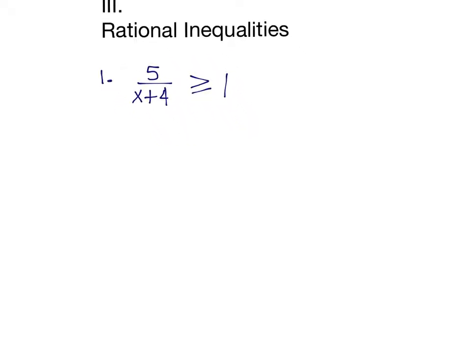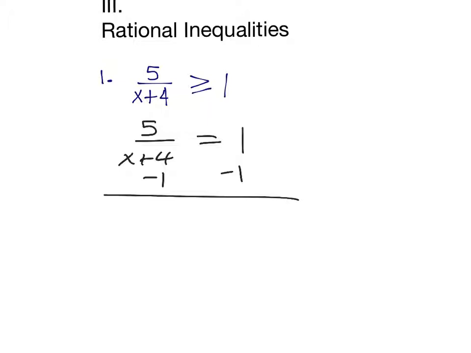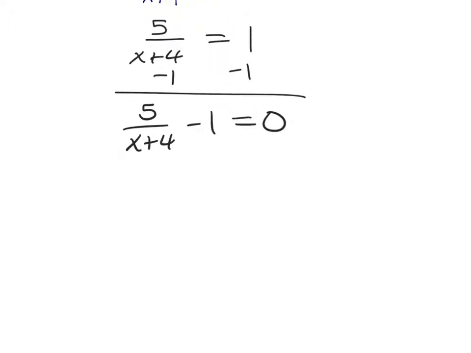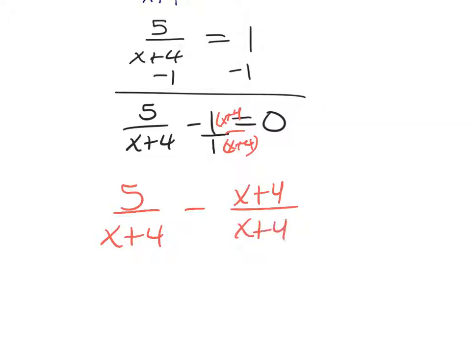So here's my first rational inequality. Again, I need to change this into an equal sign. So I'm going to change it into 5 over x plus 4 equals 1. I'm going to move the 1 over because I need to set it equal to 0. I now need to find a common denominator. My common denominator is going to be the x plus 4. I'm going to multiply that to the top and the bottom. So now I get 5 over x plus 4 minus x plus 4 over x plus 4.